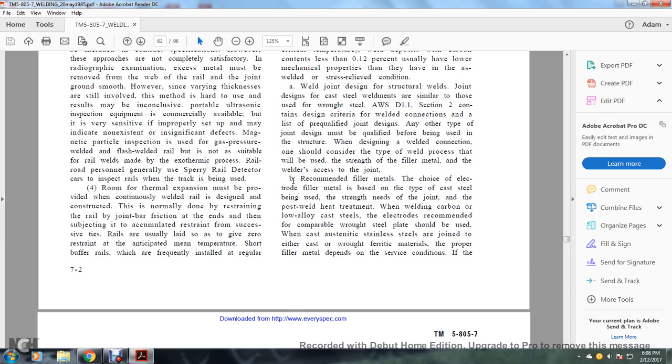Recommended filler metal. The choice of the electrode filler metal is based on the type of cast steel being used, the strength needed for the joints, and post-weld heat treatment. When welding carbon and alloy cast steels, the electrode recommended is comparable to wrought steel. The steel plate should be used when cast stainless steels are joined to either the cast or ferritic materials. The proper filler metal depends on the service conditions.